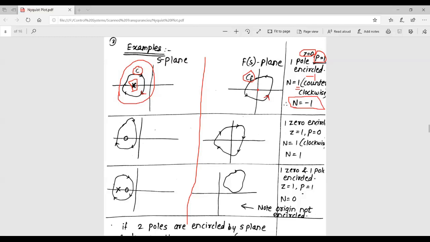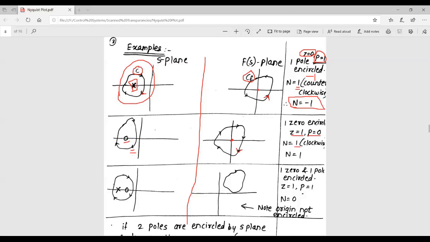So same goes for the next example. Now in this example, the direction of the contour is clockwise, and we are encircling 1, 0 here. There are no poles. So Z is 1 and P is equal to 0. Z minus P is going to be 1. So N is equal to 1. So the origin is encircled once, and in the same direction as that of C. So that is why here in CF also we have clockwise encirclement.